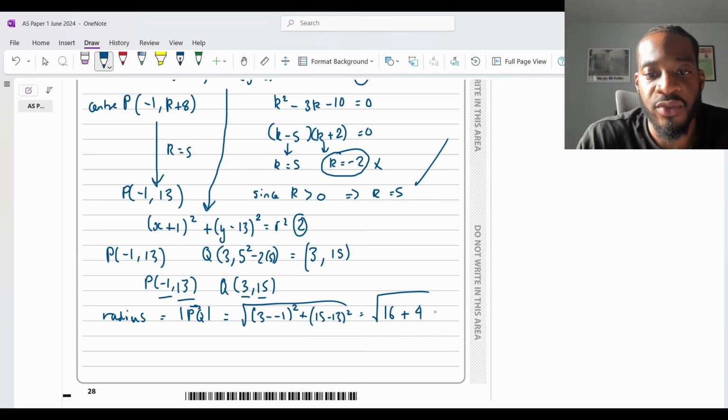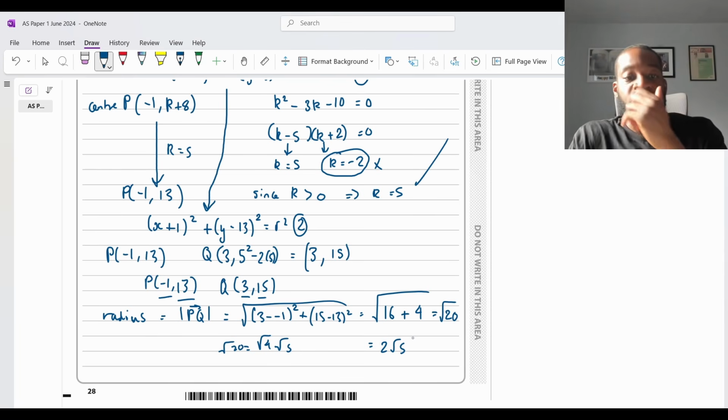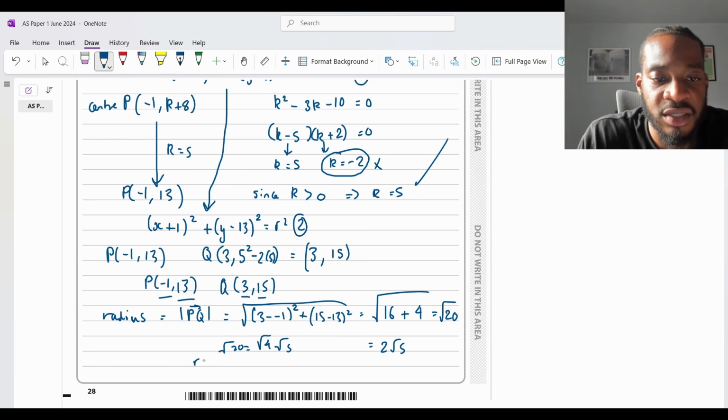So it's the square root of 20, which is equal to 2 root 5, because that's root 4 root 5, isn't it? That's square root of 20. So therefore, the radius is just 2 root 5. And in the formula, you use r squared, isn't it? The square of that is just 20. So therefore, r squared is 20.